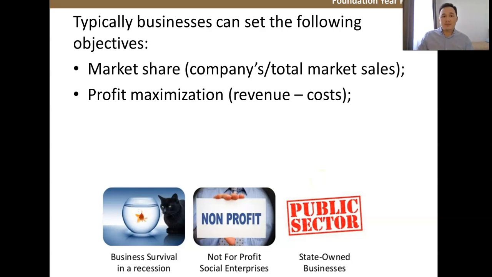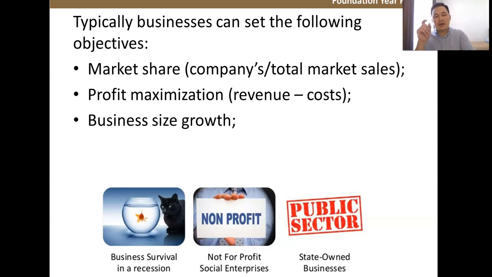Also, businesses want to try to achieve profit maximization, which is revenue minus costs, minus business size growth. So sometimes businesses can say, we're not too worried about profit this year, but we're very worried about growing. Sometimes they will tolerate a very small profit margin. However, they're going to aggressively invest in marketing and aggressively expand so that they can achieve a larger market share.